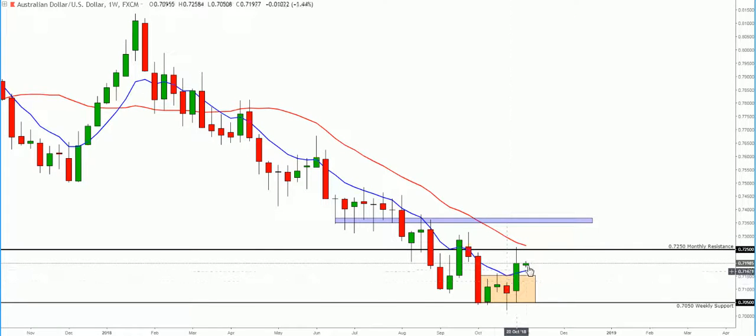Now this week I am expecting price to continue bearish momentum off the back of that pullback, to retest this zone around the 0.7150 before then attempting this major level once more and pushing higher to 0.7300 and this 0.7350 region.